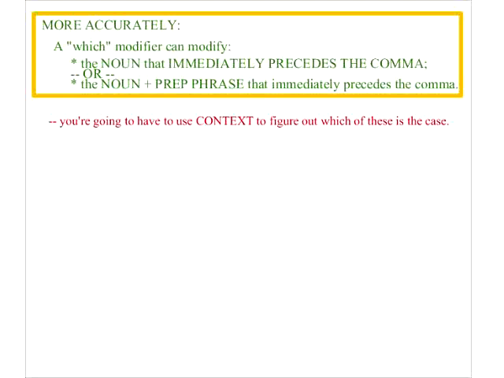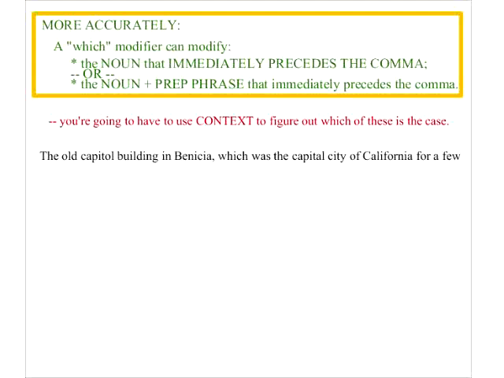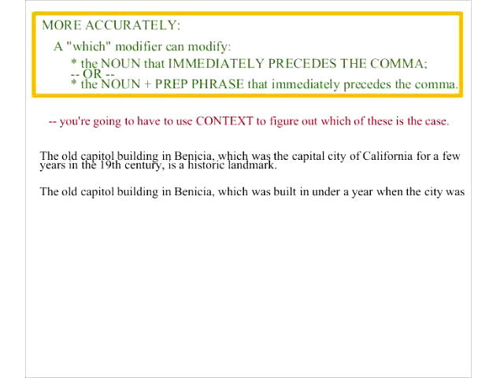If you say, the old Capitol building in Benicia, which was the capital city of California for a few years in the 19th century, is a historic landmark, versus the old Capitol building in Benicia, which was built in under a year when the city was designated capital of California, is now a historic landmark.